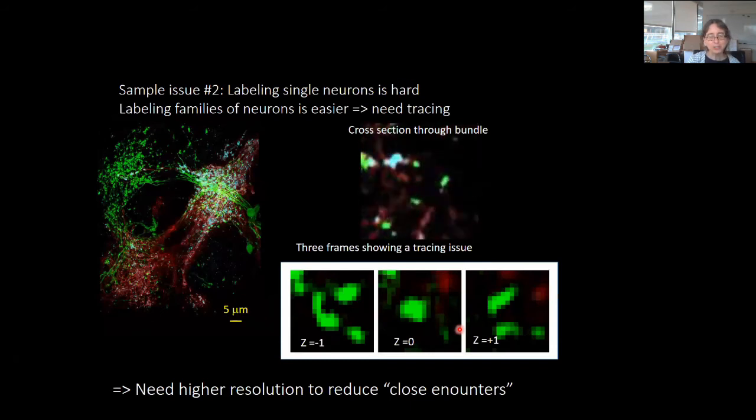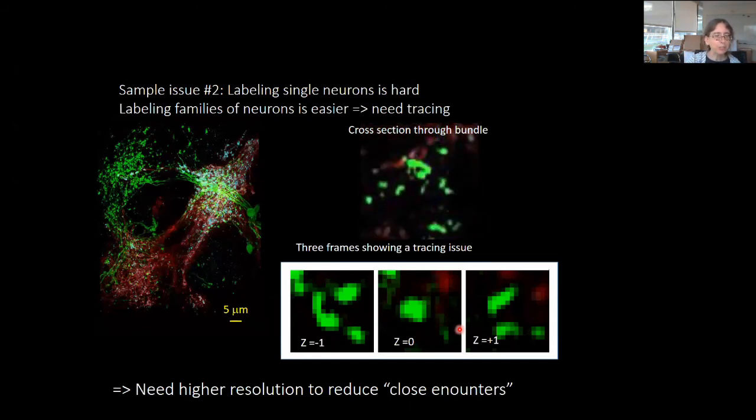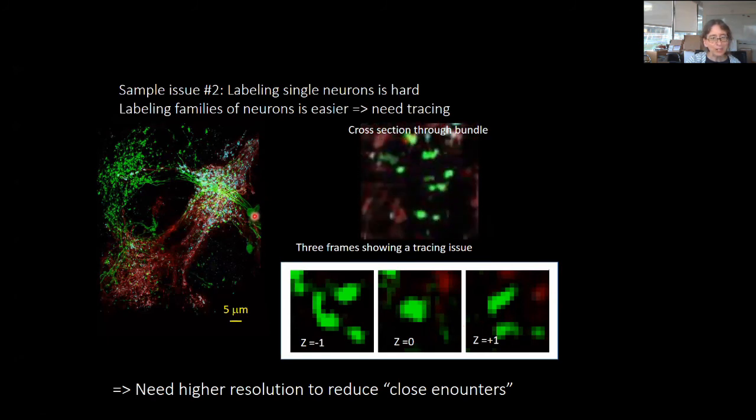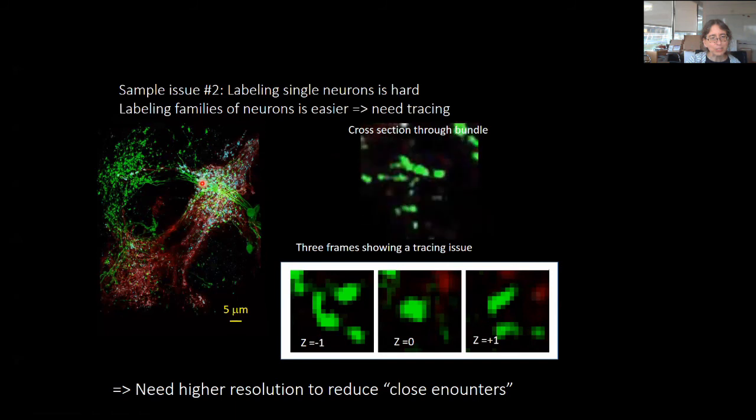The other issue is that it's easier to label a family of neurons than to just label one. But then if you want to know, for example, if this soma is connecting to something over here, you need to trace that soma's processes through this semi-dense tract in the middle here, and ask if a green labeled process out here belongs to this soma or to this soma, or actually to some that are over here.